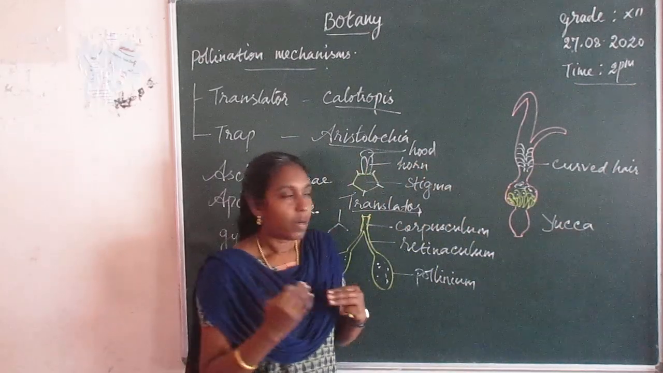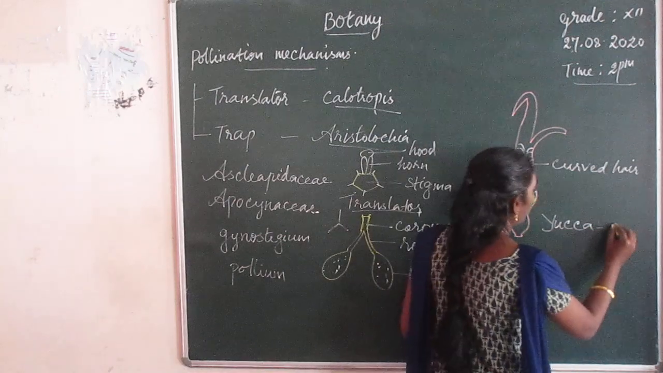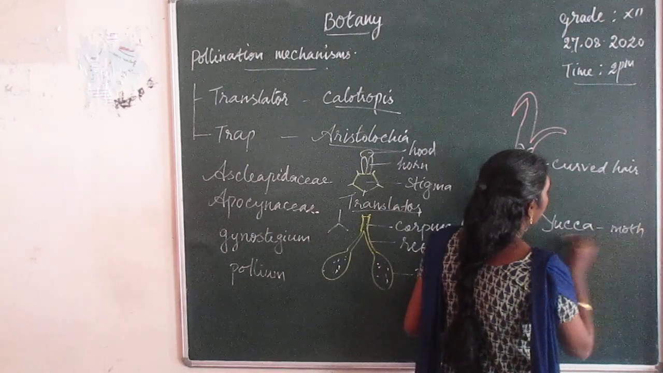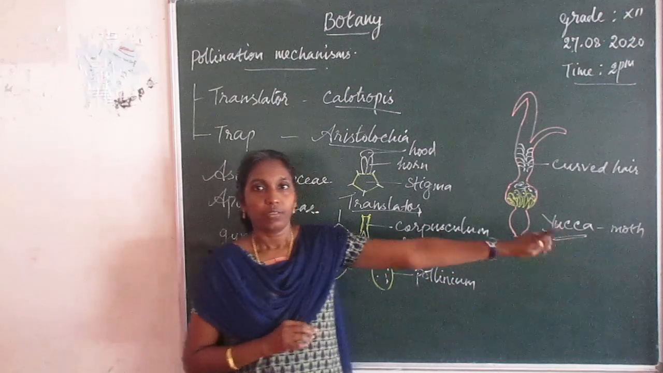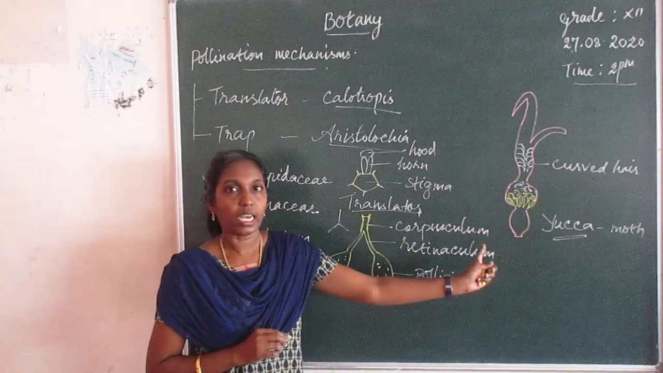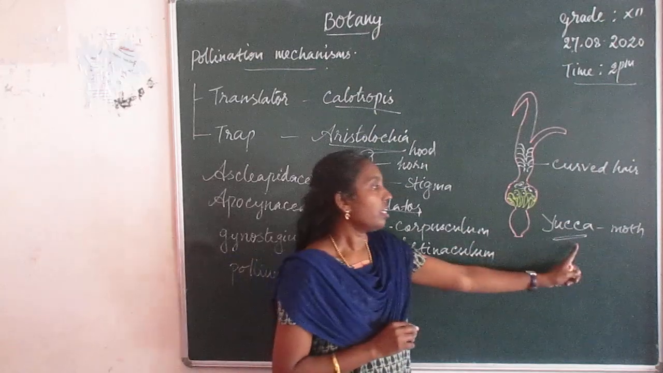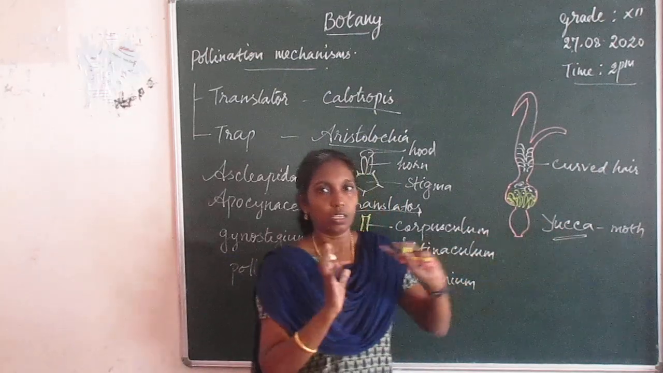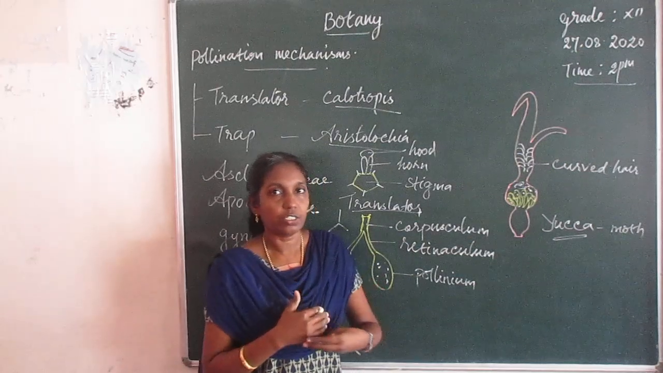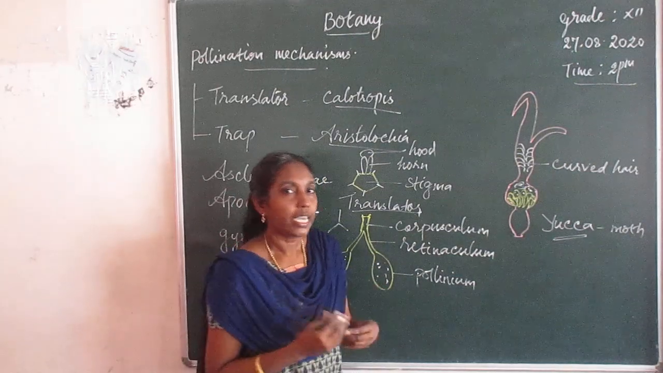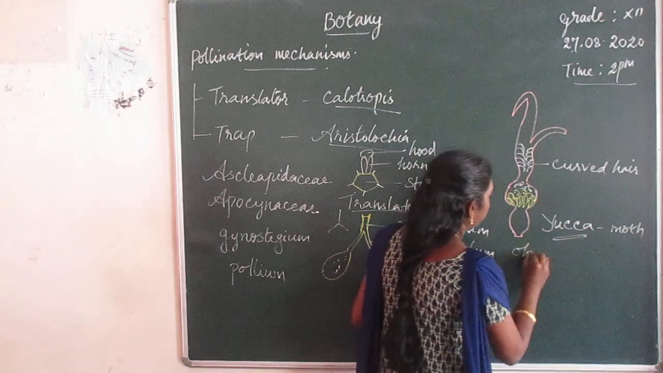Yucca and moth. There is a relationship between yucca and moth. Yucca is the flower. The moth is the visitor. It visits the flower to collect the nectar. So in the yucca flower, this moth and yucca make a relationship known as obligate mutualism.